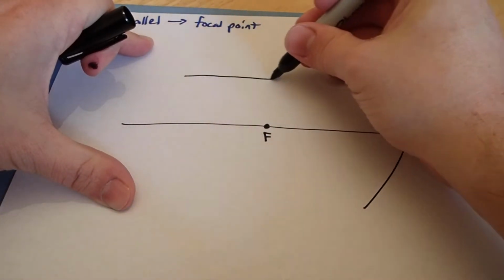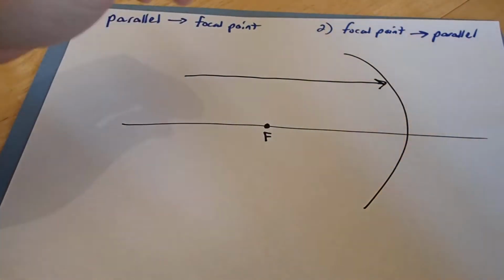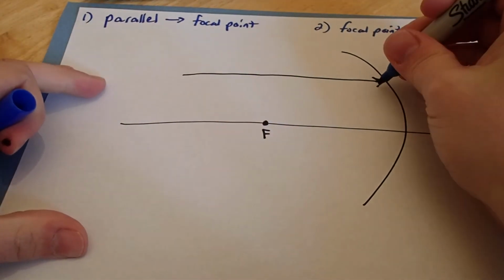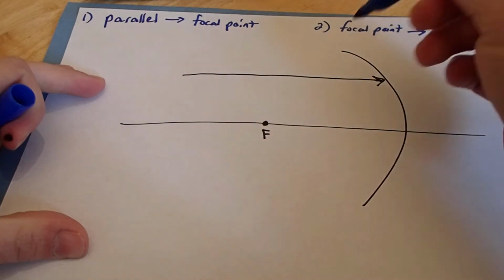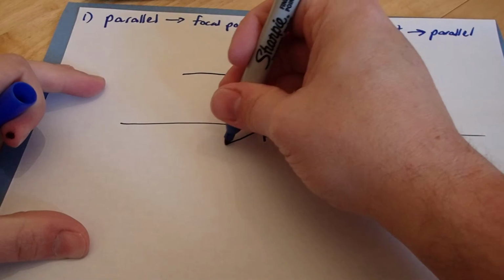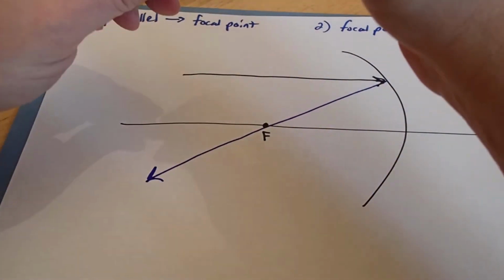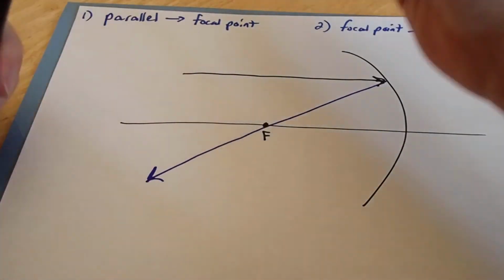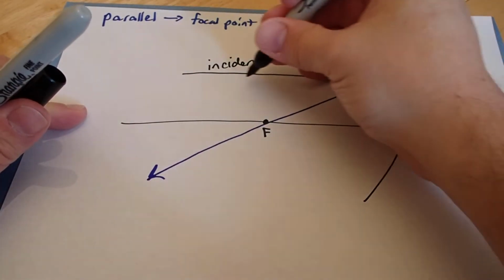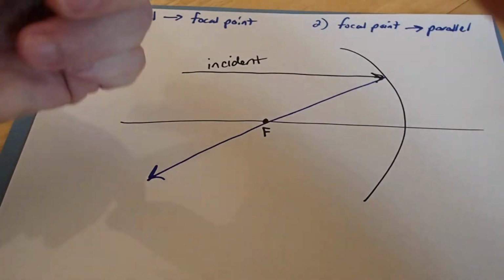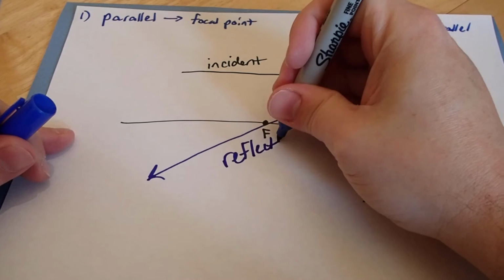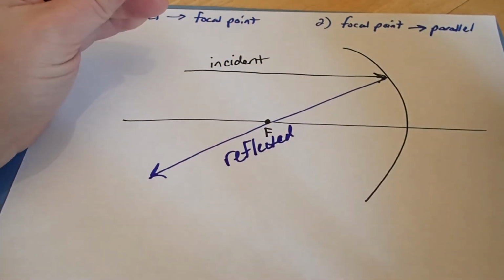right? So light is coming straight in, okay? If it hits a curved mirror, right? It's going to, actually it doesn't have to be a curved mirror, but if it hits a curved mirror, it's going to go through the focal point. Okay, so this is the incident line because it's going into the mirror. This is the reflected arrow, reflected light wave going through the focal point.